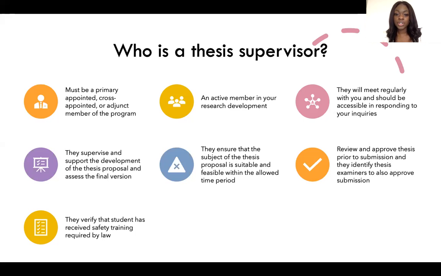They also have to ensure that the subject of the thesis proposal is suitable and feasible within the allowed time period. A lot of times going into your graduate program, you won't really know how much work a project will take, right? But because your thesis supervisor has a lot more experience than you, they can look at your proposal and think, okay, is this logical? Is this okay to do within a 2-year period for a master's, or 4 to 5 years for a PhD? They will also review and approve your thesis prior to submission, and they identify your thesis examiners to also approve the submission.